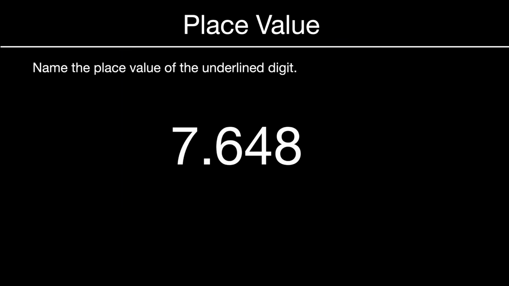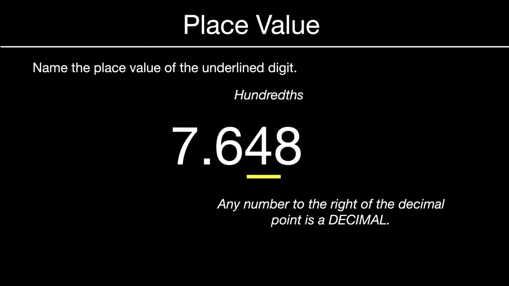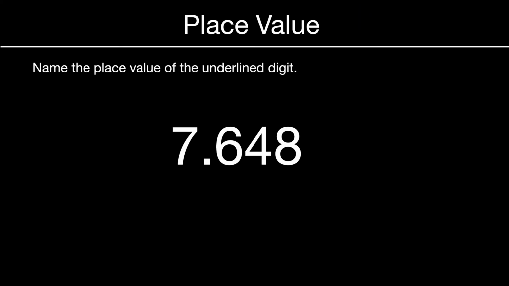Name the place value of the underlined digit. Okay, do you remember that one? That's hundredths. Any number to the right of the decimal point is a decimal. Name the place value of the underlined digit.